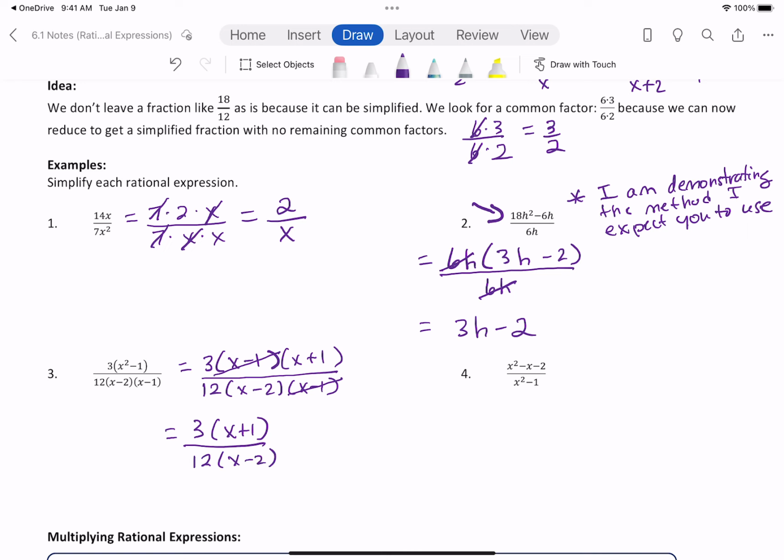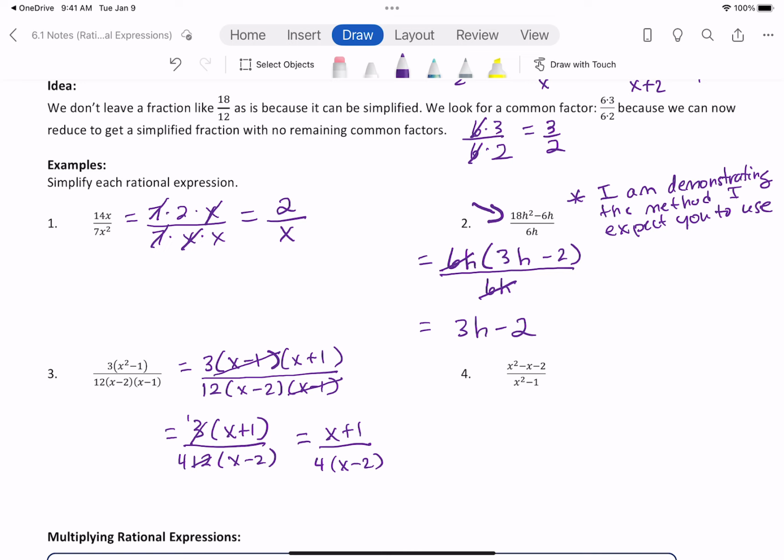If you didn't show this step, it would be okay. But now you see that 3 over 12, that has a common factor. So we can divide 3 by 3 and get 1, 12 by 3 and get 4. So now in the numerator, I have left 1 times x plus 1 is just x plus 1. And in the denominator, I have 4 times x minus 2. And that is our lowest terms expression.